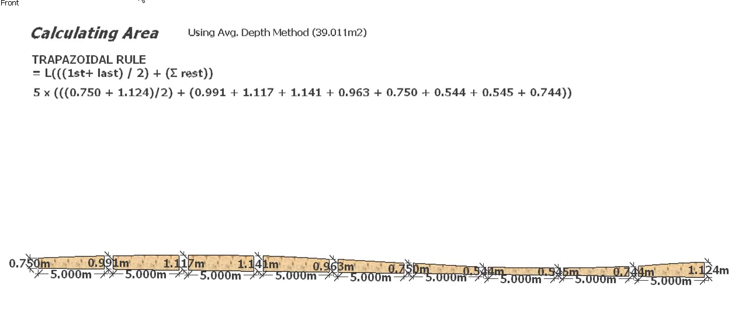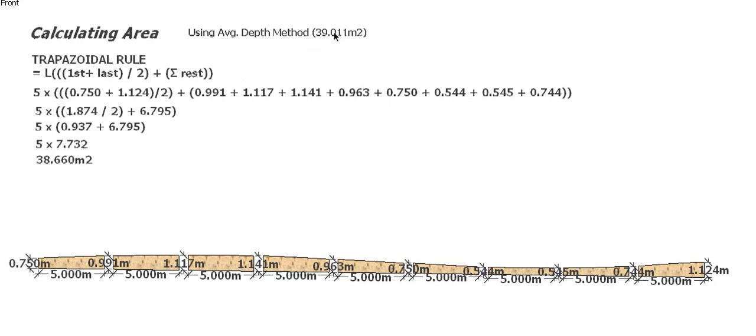Okay. So our 0.750 plus our 1.124 gives us 1.874. Still got to divide that by 2. Add all those up and we get 6.795. So 1.874 divided by 2 gives us 0.937. Okay, and we're going to add that to our 6.795. That'll give us 7.732. Times that by our 5. And it gives us 38.660 square meters of area in our trench.